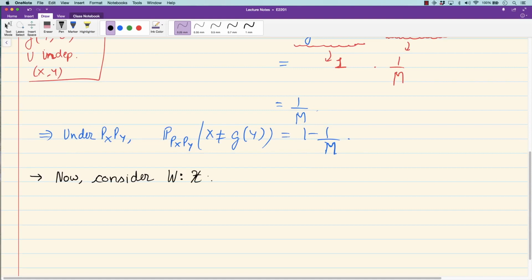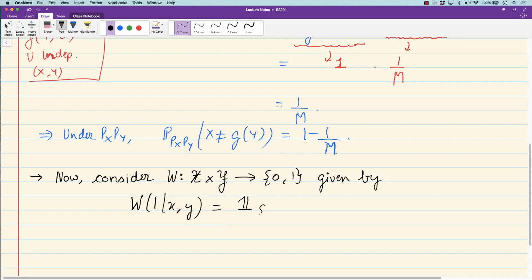Consider this channel W, which looks at X and Y and outputs 0 or 1. This 0 or 1 indicates if error occurs or not. 1 is correct output and 0 is error. So what is my channel W? I'll associate it with this mapping g: W(1 given x, y) is equal to the indicator function of x equal to g(y). So when this event occurs, this function has value 1. When this doesn't occur, this function has value 0. That's what an indicator function is. And therefore this probability is 1 if x equals g(y), 0 otherwise. That's the channel we have to keep in mind.